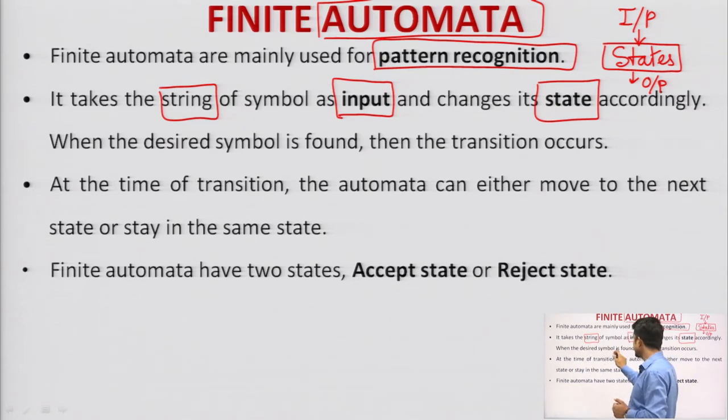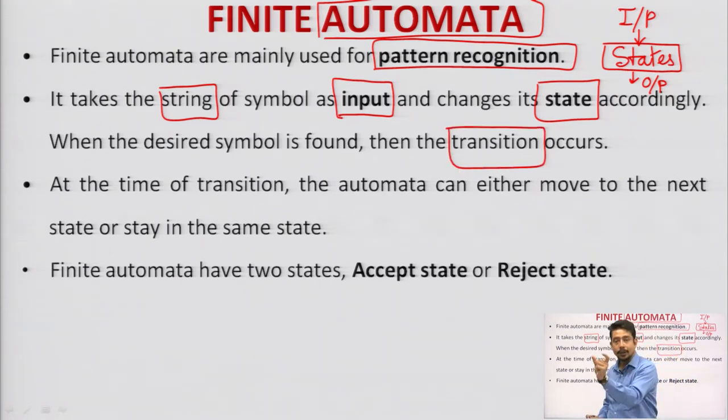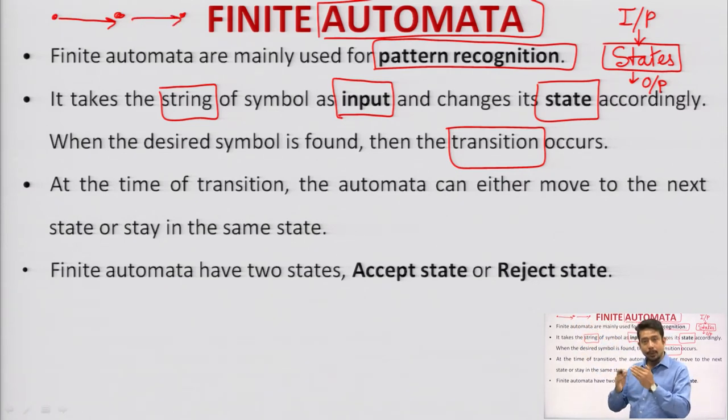Then when the desired symbol is found, when the desired symbol is accepted, the transition occurs. Transition means the process goes from one state to another state. These states I have mentioned, this is nothing but one state, and from one state to another state there will be transitions. It will keep on going until it reaches the final state. The final state is the accepting state, which tells you that yes, I have analyzed this string, I have read it and accepted it, and it is now completely final to submit to the end user.